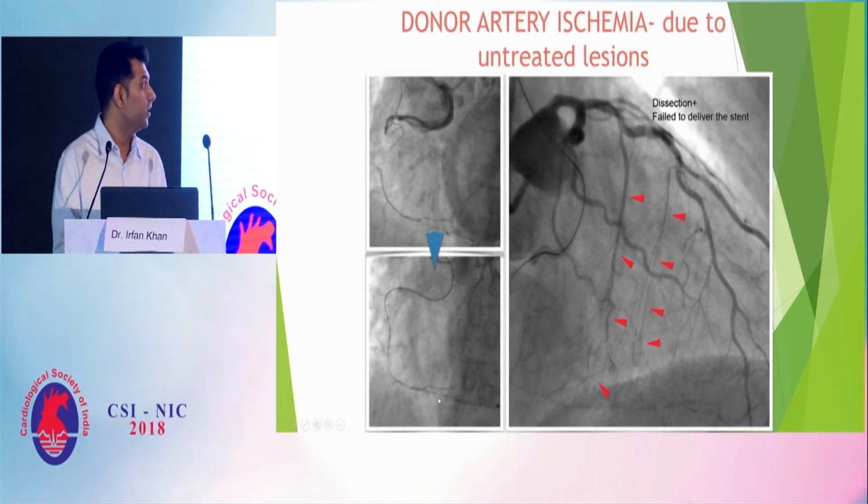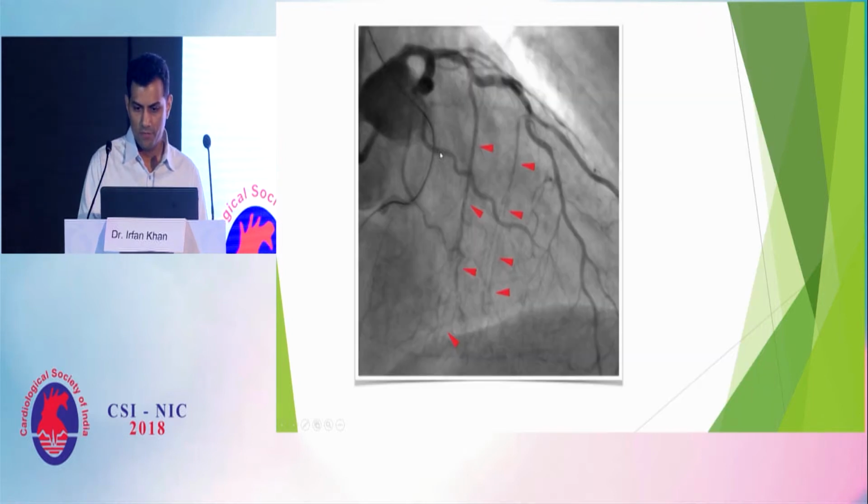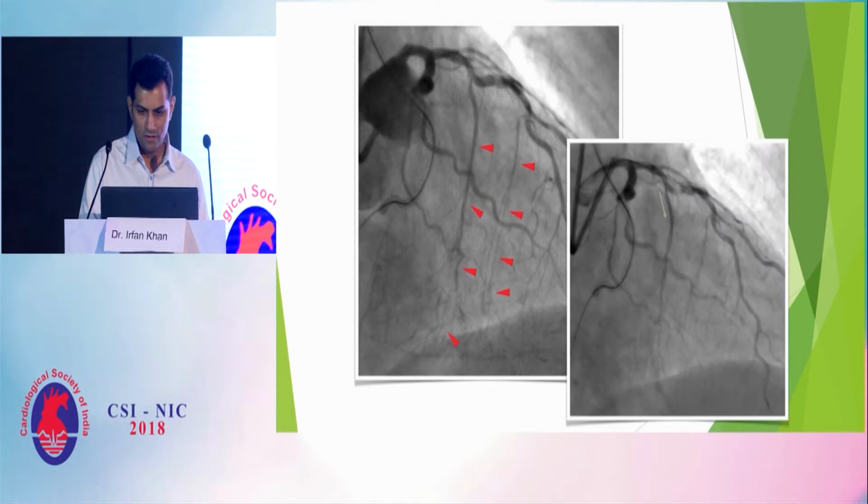Initially in that case, there was a dissection in the LAD territory and a failure to deliver the stent, and that lesion was left alone at that point of time. The RCA CTO was attempted through the septal collateral.